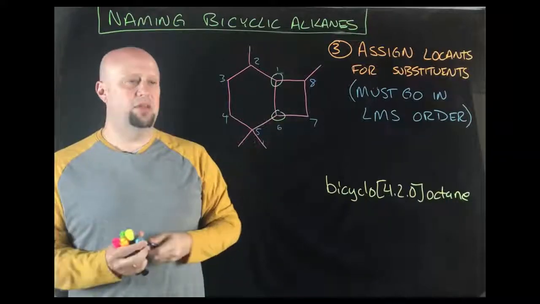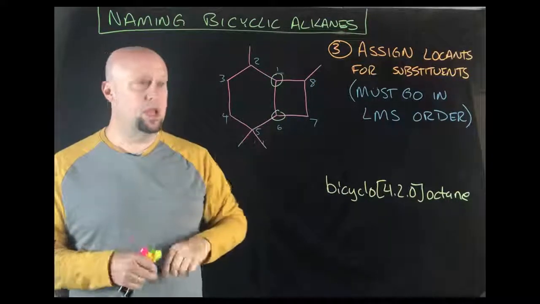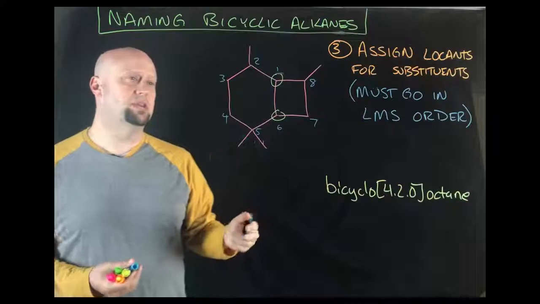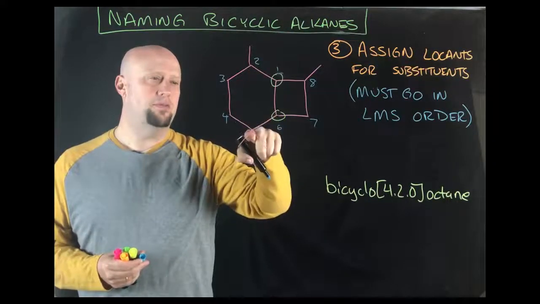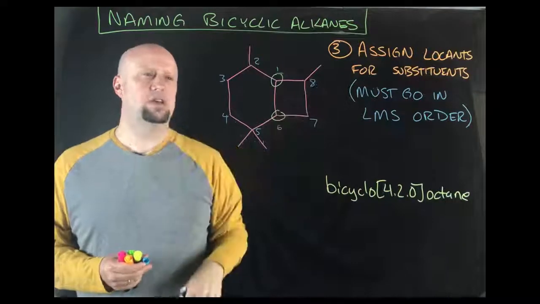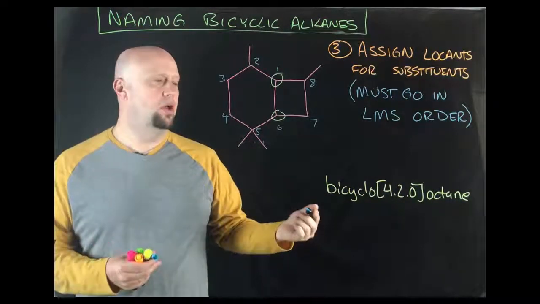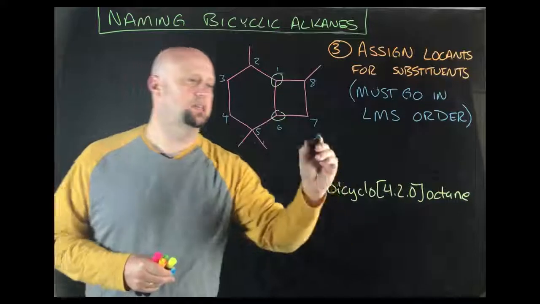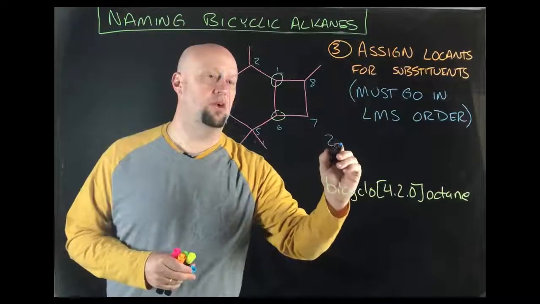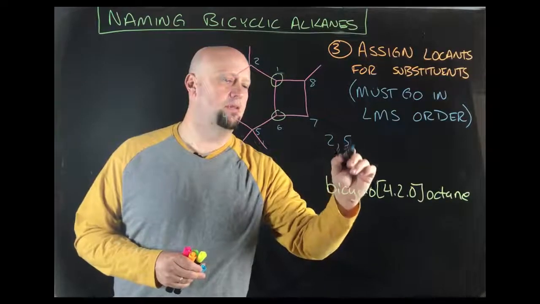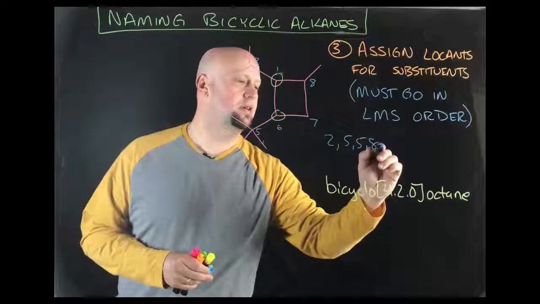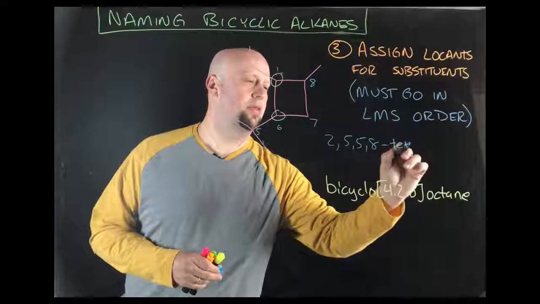And if we did that, then what that would give us, and I'm going to write that off to the side here, is a 2, 5, 5, 8 tetramethyl bicyclo[4.2.0]octane. So let me write that out real quick. That is not, of course, the correct answer, and you'll see why here in just a second. 5, 5, 8 tetramethyl.